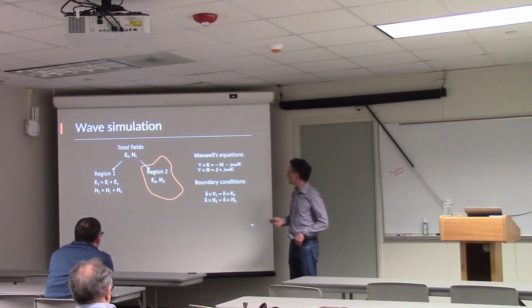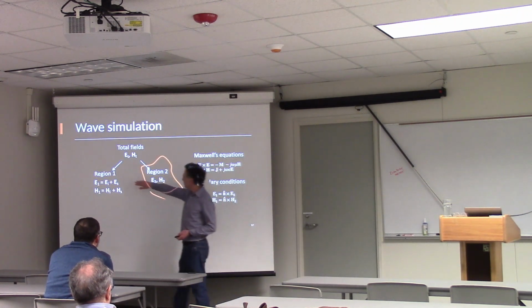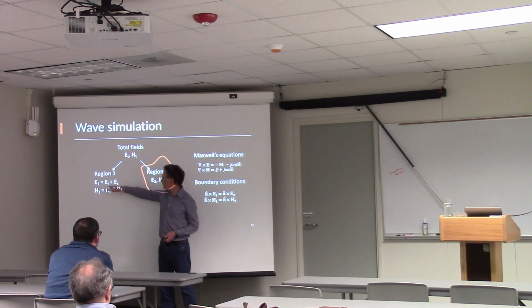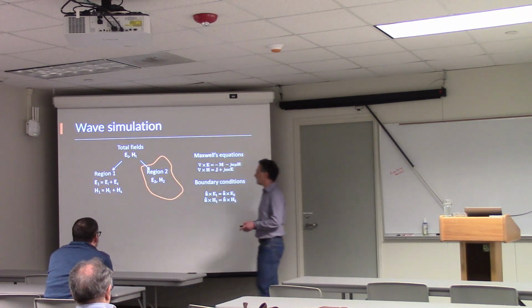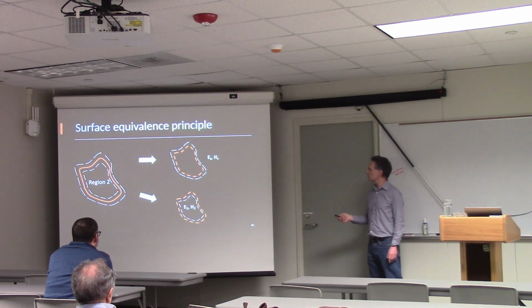I'm just realizing one thing that I didn't say is that the field out here is expressed as a sum of whatever the incident field was that I put there in the first place, and another field that is the scattered field, which is the one that's generated by these currents.